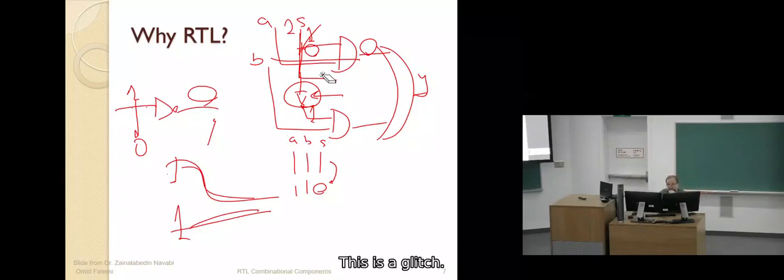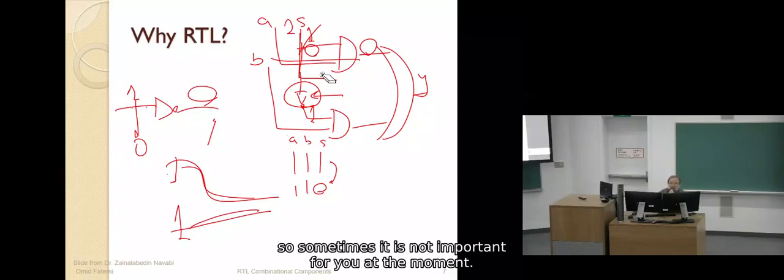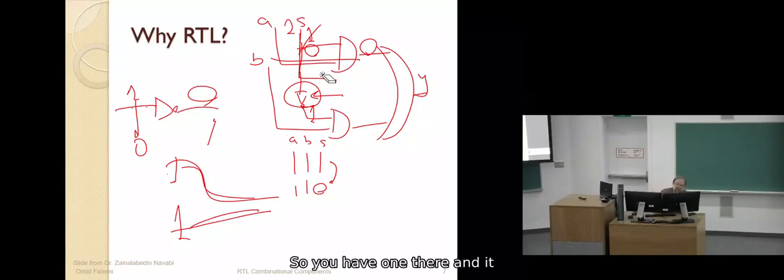This is a hazard. This is a glitch. We have to think about it, and we have to somehow solve it. Sometimes it is not important for you if it goes to 0 and then comes back, because eventually it comes back to 1. So you have 1 there, and it is not instant for you, so you don't care. Okay, we have a hazard, we have a glitch. It goes to 0 for 5 nanoseconds and then comes back, and that's good.